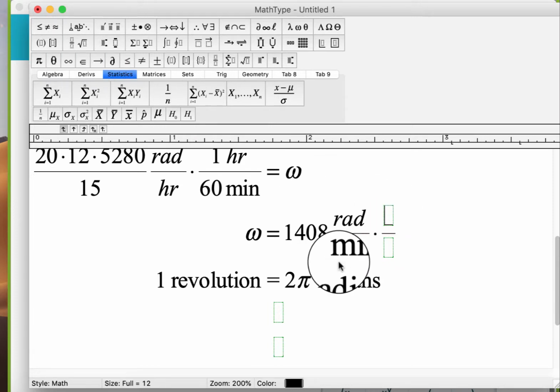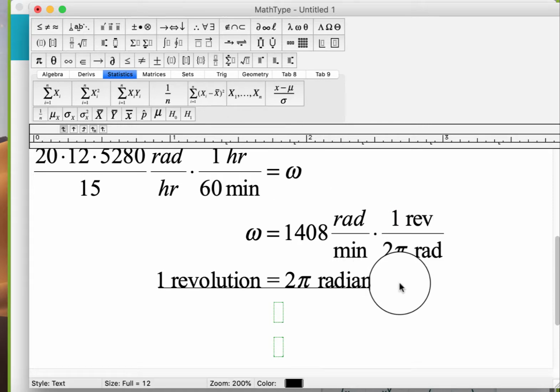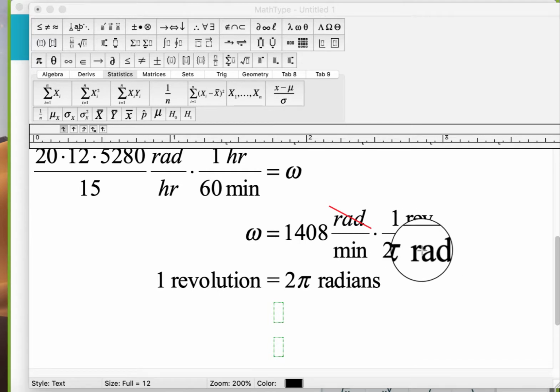I want to cancel the minutes. Pardon me, that's not true. I want to cancel the radians because I want revolutions per minute. So the minutes we want to keep, it's the radians we want to get rid of. So since radians are in the numerator, I am going to make sure I have radians in the denominator. And therefore that means the 2 pi will be in the denominator. So 2 pi radians. And so then I can cancel the radians. And when I cancel the radians, that's going to leave me with 1408 over 2 pi revolutions per minute.